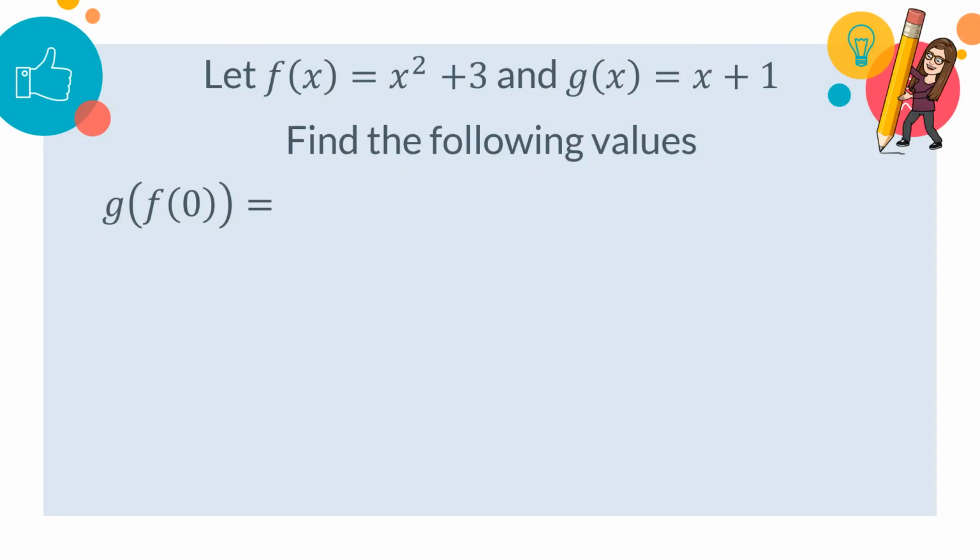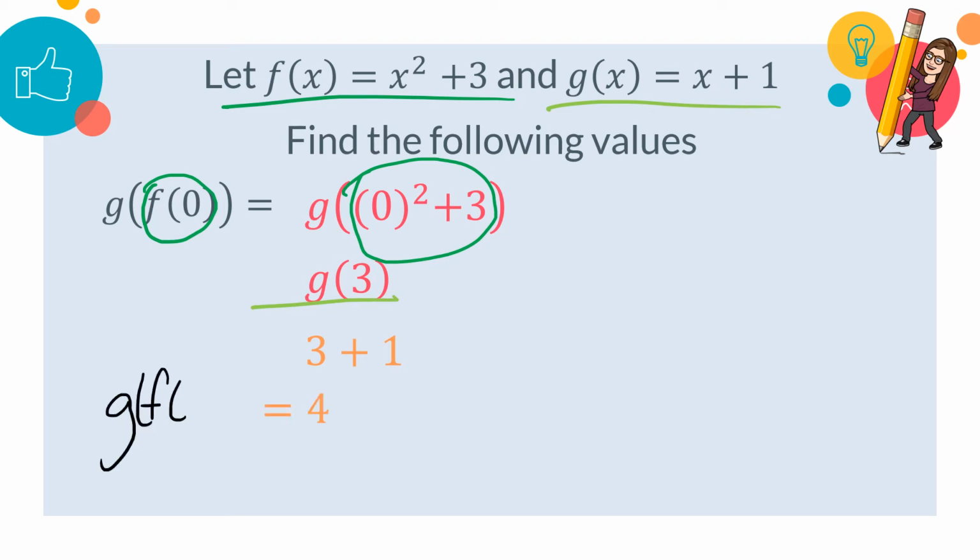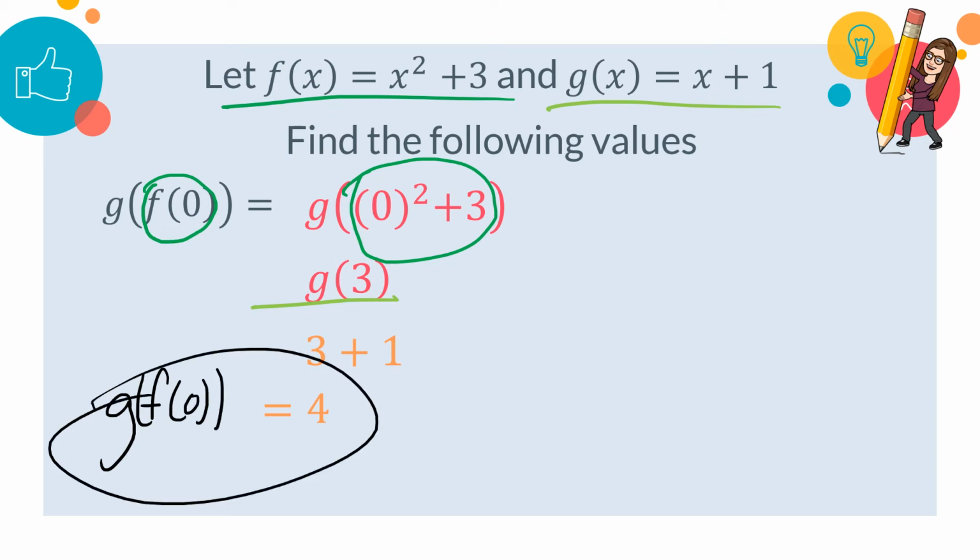Let's try that one again. This time, let's look inside first. The inside says find f of 0. If I plug in 0, 0 squared is 0, 0 plus 3 is 3. Now that g is just hanging out, I'm going to plug in g of 3. Take the g function, plug in 3, 3 plus 1, a nice clean 4. So g of f of 0 is 4.